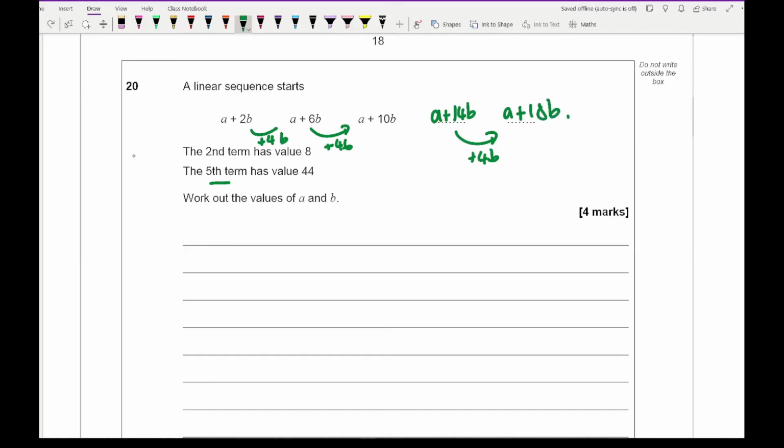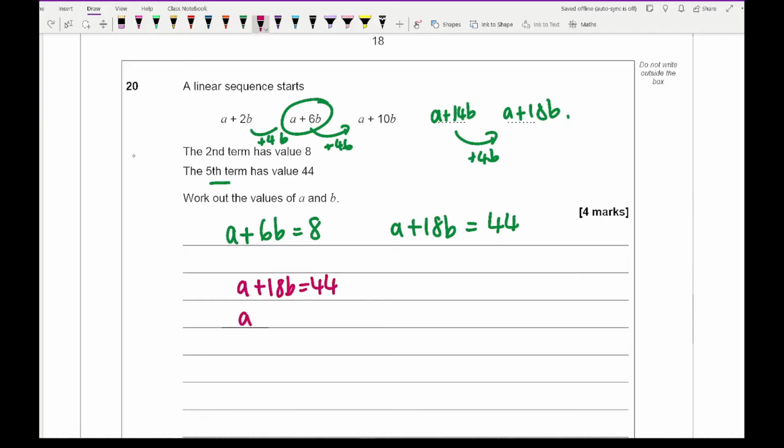And if we add 4B to that, it's going to be A plus 18B. So what I know is that the second term, A plus 6B, equals 8. And the fifth term, which is A plus 18B, equals 44. And we want to find the values of A and B. So this is starting to look like a simultaneous equation. A plus 18B equals 44. A plus 6B equals 8. As the A's are the same, I can take away. So I've got 12B equals 36.